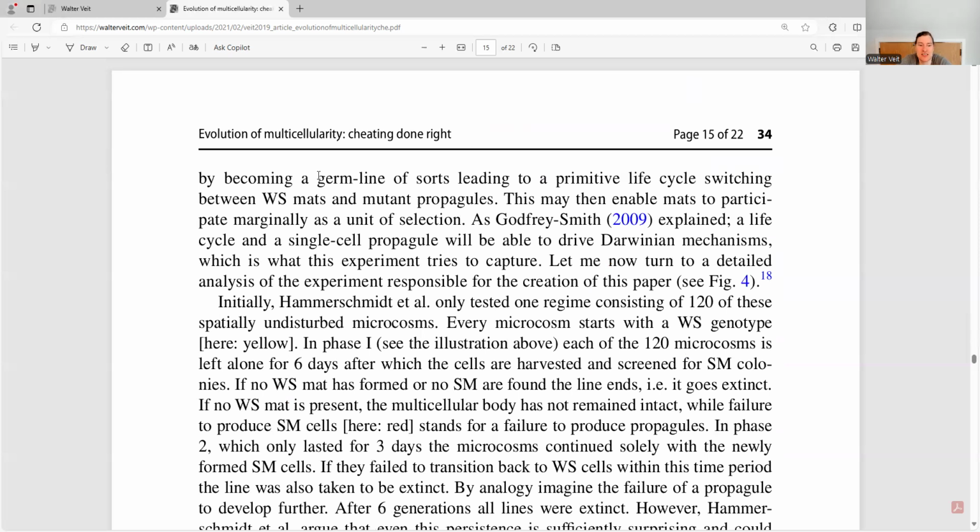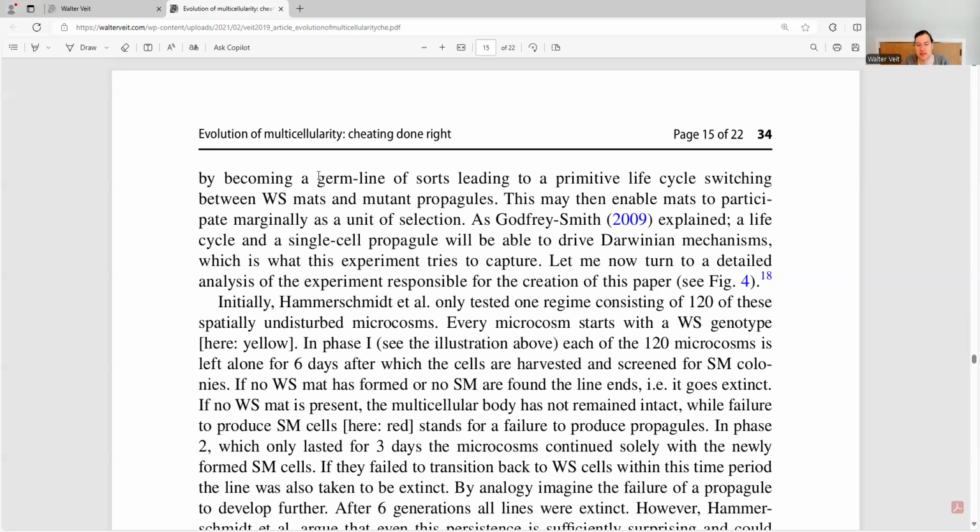Let me now turn to a detailed analysis of the experiment responsible for the creation of this paper, see figure 4. Initially, Hammerschmidt et al. only tested one regime consisting of 120 of these spatially undisturbed microcosms. Every microcosm starts with a Wrinkly Spreader genotype, here yellow.